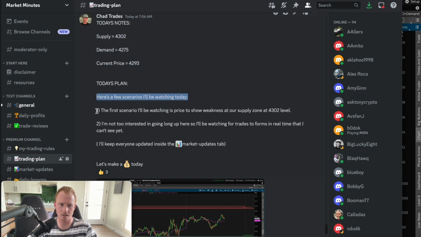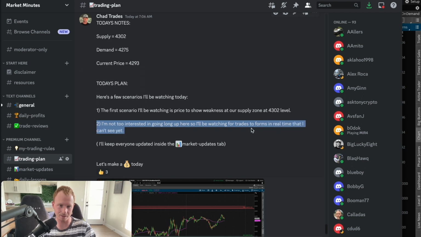Number one, the first scenario I'll be watching is price to show weakness at our supply zone at the 4302 level. Number two, I'm not too interested in longing up here, so I'll be watching for trades to form in real time that I can't see yet. Keep in mind, a lot of trades can form in real time that we can't see before the market opens, okay? Notice what I said here: I'm going to look for price to show weakness at our supply zone. I'm not saying I'm going to get in just because we're at a supply zone. I'm going to wait for it to show weakness.